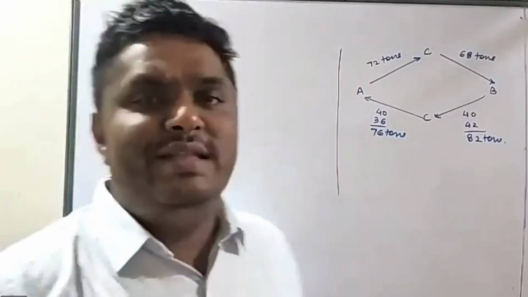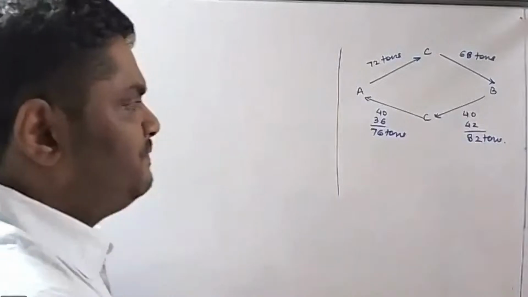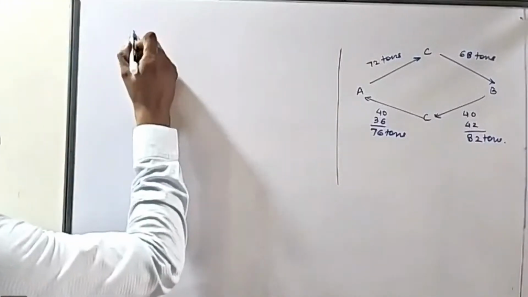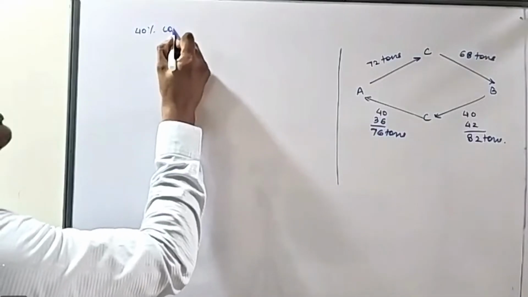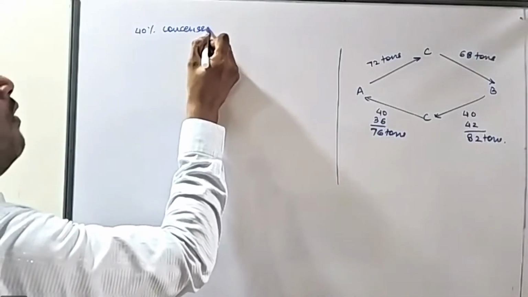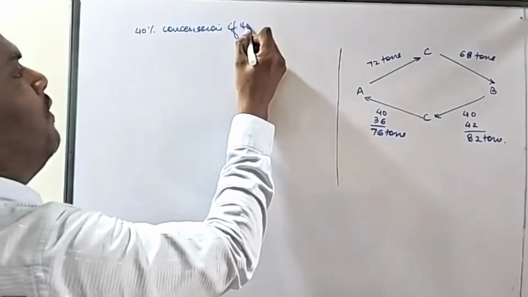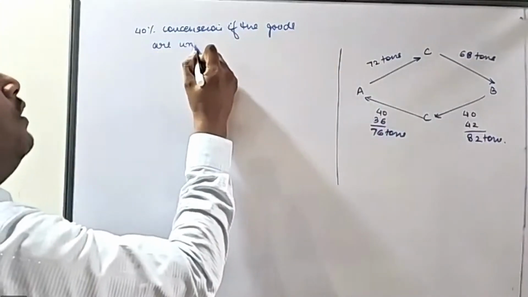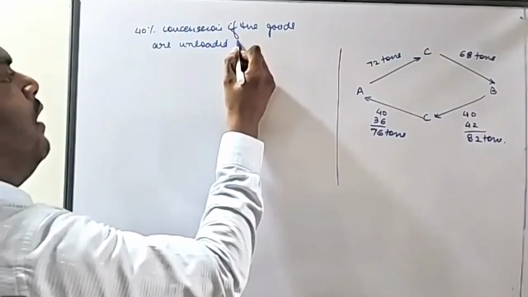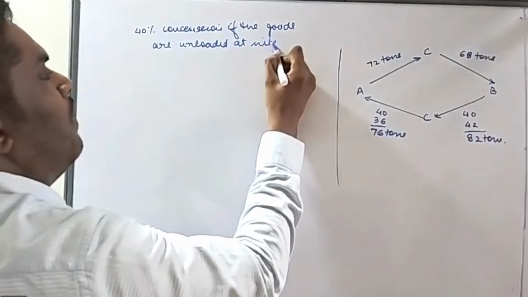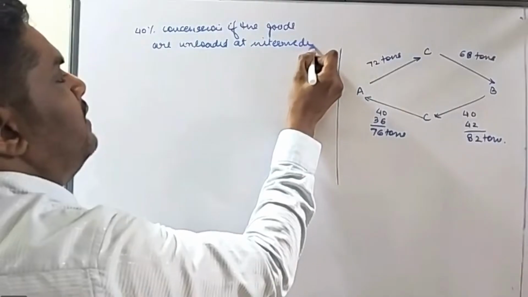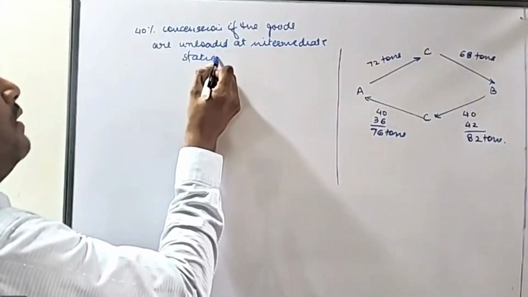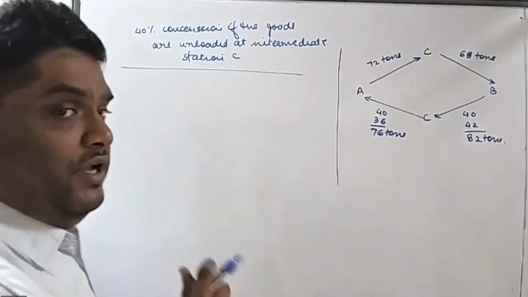So this was the tons that were traveled from various cities. Now, as I said, that 40% concession, if the goods are unloaded at intermediate station C. So this was the question.